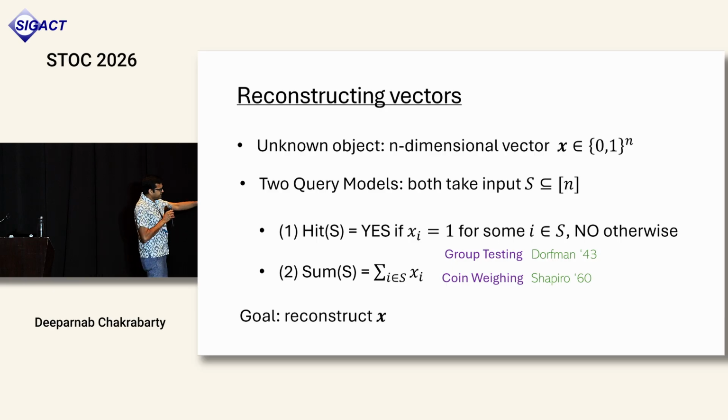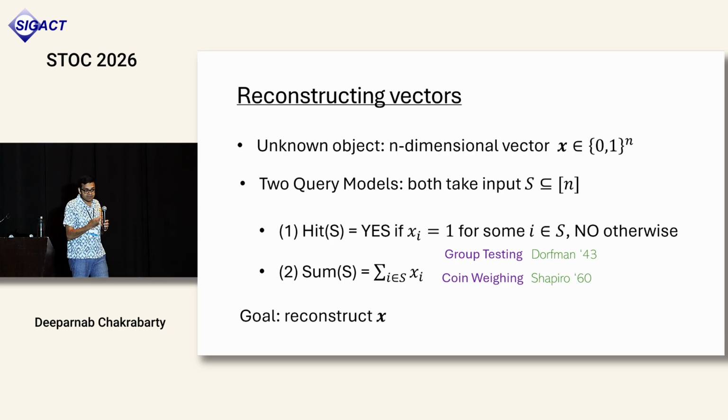I would point out that in the sum case, this question makes sense even when the vector is weighted. So if, instead of being a Boolean vector, it's a weighted vector, you can still ask the question: can I reconstruct this vector using sum queries? The first one only gives Boolean answers, so you cannot reconstruct the weights by that. Okay, so these are the classic questions.